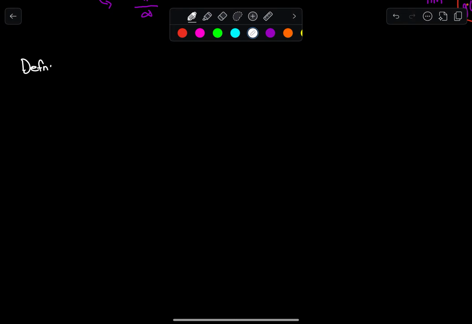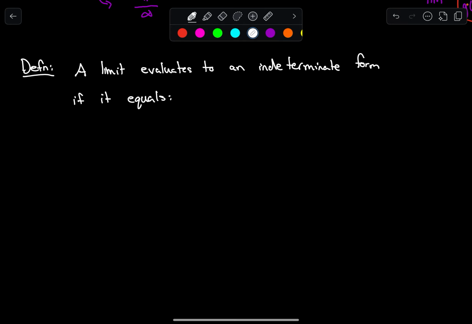So, definition. A limit evaluates to an indeterminate form if it equals one of the following: 0 over 0, infinity over infinity, 0 times infinity, infinity minus infinity, and also 0 raised to the 0, infinity raised to the 0. These are all sorts of math that we cannot just readily, willy-nilly say, oh yes, the answer is, looking at infinity over infinity, the answer is 1. It's not, right? 0 times infinity, that's even more of a brain-breaking thing to think about. So these are all indeterminate forms.